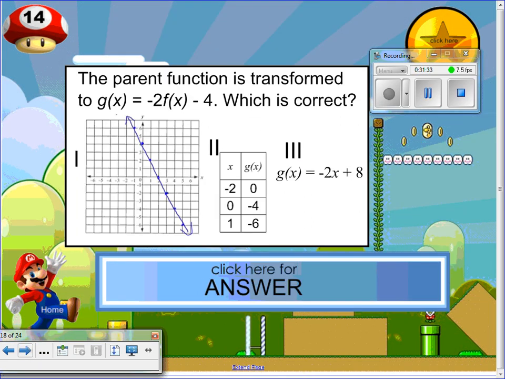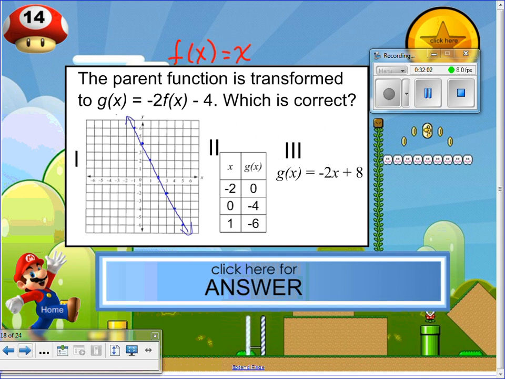Okay, the parent function is transformed to g of x is equal to negative 2x minus 4, and it wants to know which graph is correct. So remember that our parent function is f of x equals x. Remember that that's the parent function for all of them. So we're transforming that parent function.